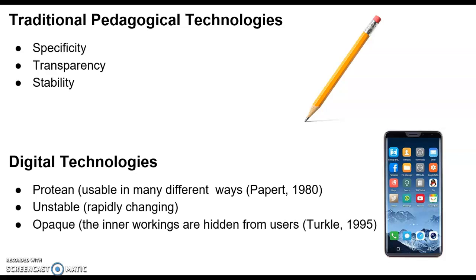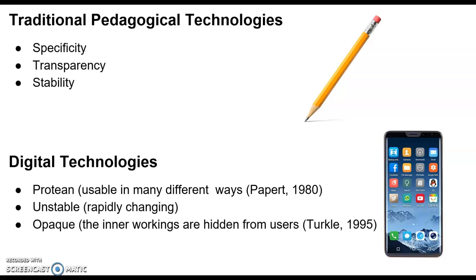The article starts off with authors Mishra and Kohler talking about why technology is different, and the fact that historically technologies like a pencil, or in my classroom when I first started teaching an overhead projector, were very specific to a specific task. They were transparent. For example, if something went wrong with the overhead projector in my classroom, it was probably a bulb that was burnt out. And these analog technologies were stable, right? They didn't change a lot. A pencil hasn't changed a lot over the last 150 years, nor had an overhead projector.